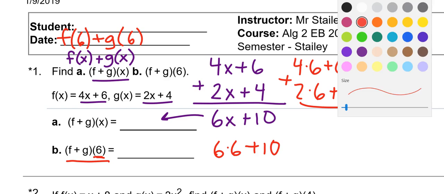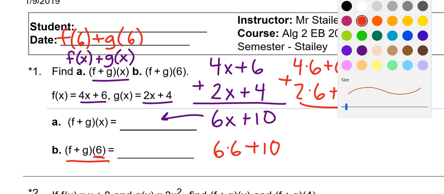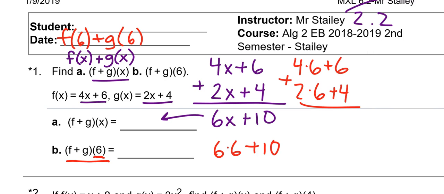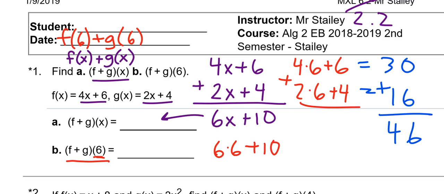Now, I know that there are a lot of you in this room that would rather just trust your answer to part A, even if it's wrong. Because you look at this stuff in the red over here, and you're like, oh my goodness, 24 plus 6 is 30, and 12 plus 4 is 16. That's just too much work. But in either case, whether you do this one or this one, you're still going to get 46. But it's a good way to check your work.